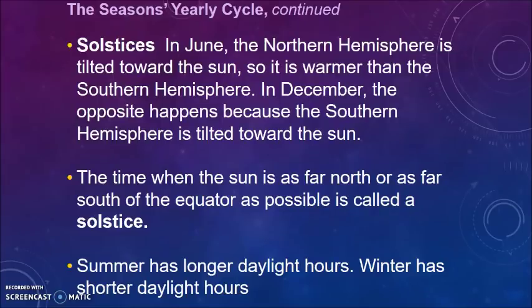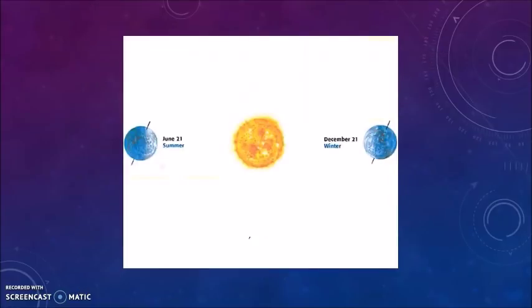Summer will have longer daylight hours, and winter will have shorter daylight hours. You can see in these two pictures where you have the axis pointing toward the Sun in the northern hemisphere and in the southern hemisphere. It is at these times that the northern hemisphere is having summer in June, and the summer in the southern hemisphere will occur during December.